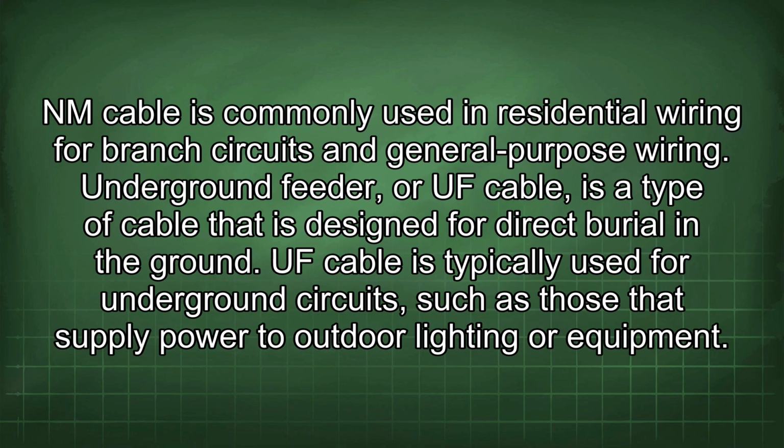NM cable is commonly used in residential wiring for branch circuits and general-purpose wiring. Underground feeder, or UF cable, is a type of cable that is designed for direct burial in the ground. UF cable is typically used for underground circuits, such as those that supply power to outdoor lighting or equipment.